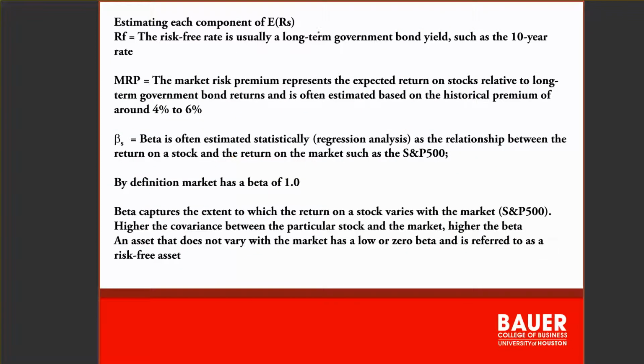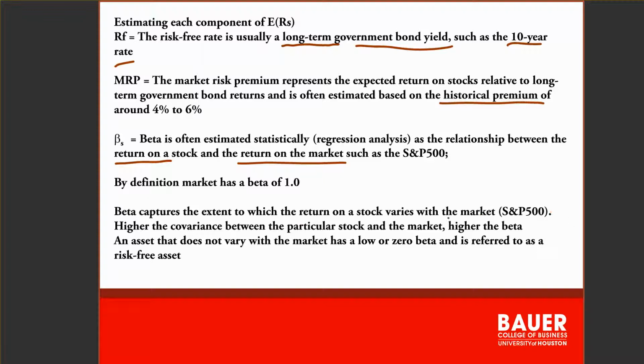Again, the risk-free rate is usually a long-term government bond yield, such as the 10-year rate. MRP, as I said, is the risk premium on stocks relative to long-term bonds, and is often estimated based on the historical premium, usually between 4 and 6%, the difference between the market and the risk-free rate. The beta is a relationship between the return on a stock and the return on the market. Beta captures the extent to which the return on a stock varies with the market.